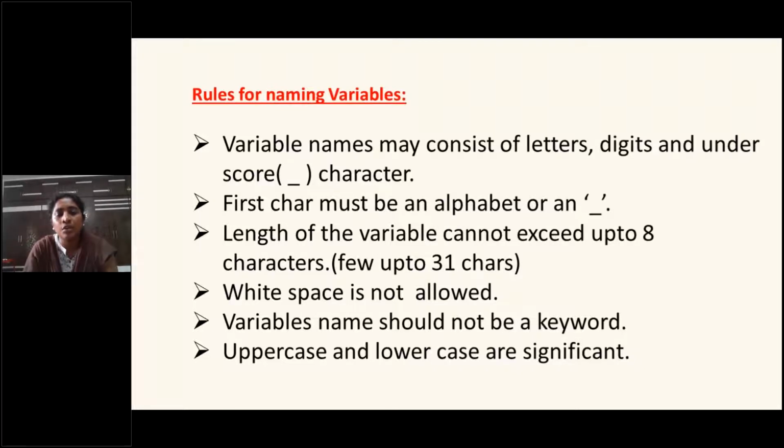Variable names should not be keywords. There are 32 keywords in C. Those 32 keywords alone cannot be declared as variable names, but a keyword can be a part of a variable name; only a keyword alone cannot be used as a variable name. For instance, int is a data type which is also one of the keywords having a predefined meaning in the C compiler. So the variable name cannot be int.